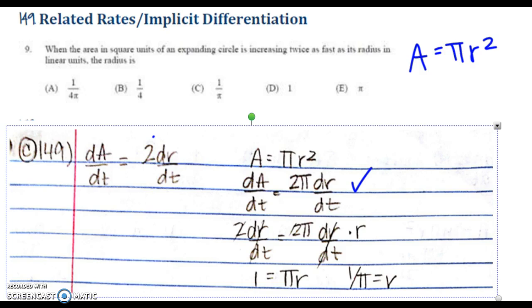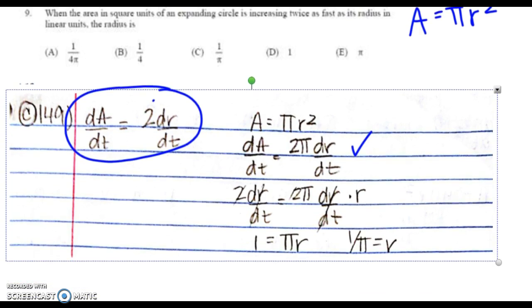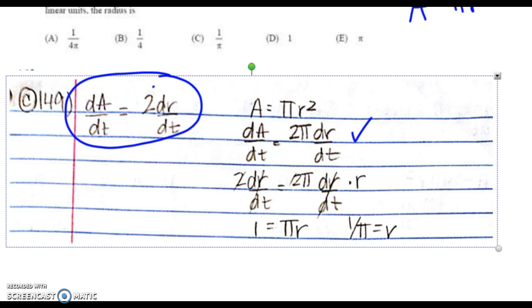So the area is increasing twice as fast as the radius in linear units. So this is the relationship from the problem. This is the area formula, and this is its derivative. What I decided to do was take out the dA/dt, so basically the rate the area was expanding, and replace it with the other side of the relationship and solve from there. And that's why 1 over pi is equal to r.